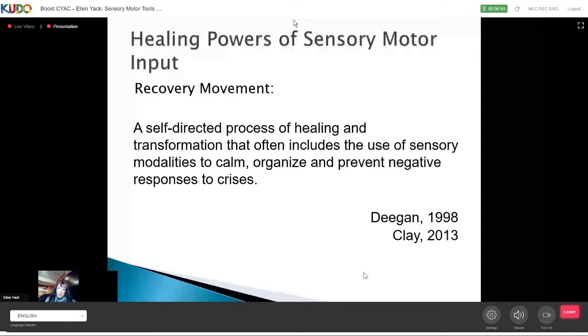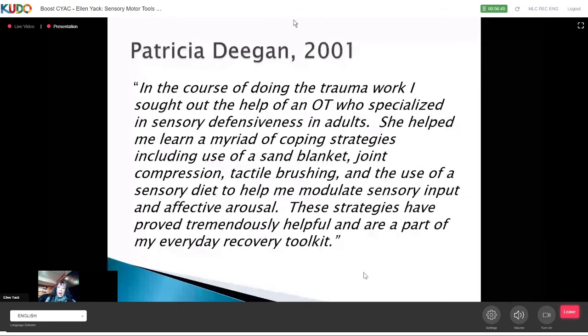In terms of the recovery movement, it is a self-directed process of healing and transformation that often includes the use of sensory modalities to calm, organize, and prevent negative responses to crises. Patricia Deegan reports that in the course of doing the trauma work, I sought out the help of an OT who specialized in sensory defensiveness in adults.